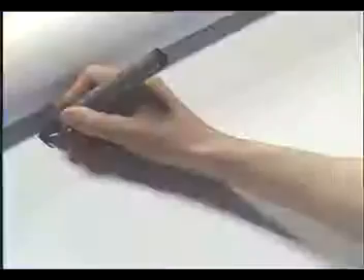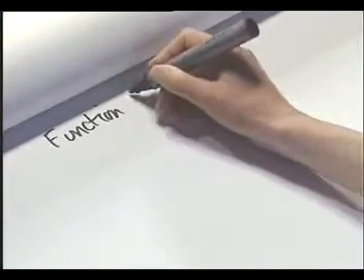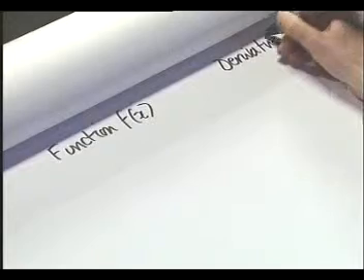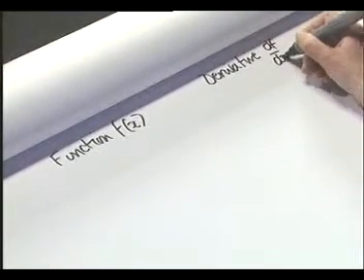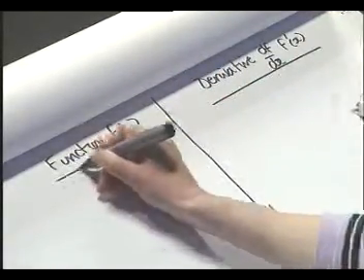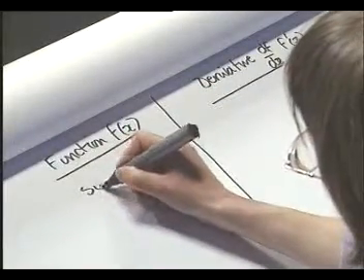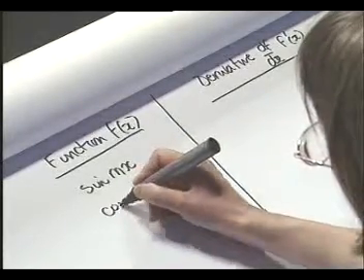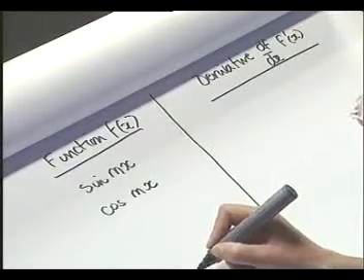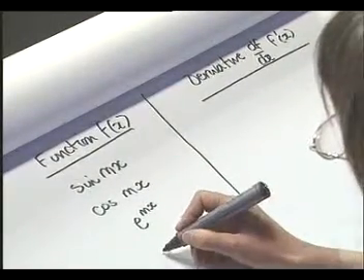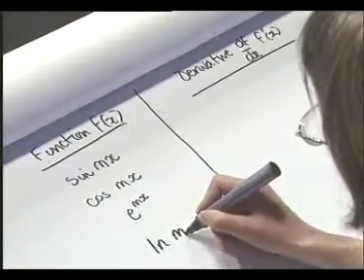Let's look now at extending the table further. So let's start with our function f of x again, and our derivative df dx, or f dashed of x. And this time, let's look at sine of mx, where m is any constant number, and the cos of mx. Then we'll have a look at e to the power of mx, and then log to the base e of mx.